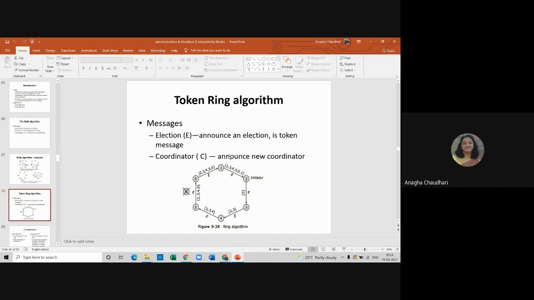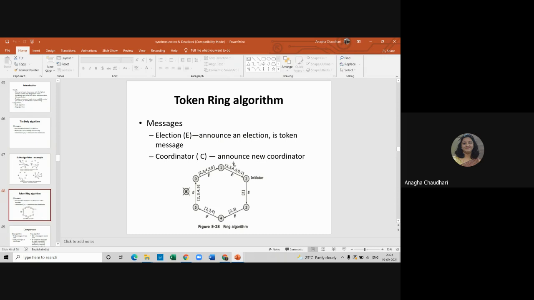But in token ring, it is going to move in a cyclic or ring structure, so there is no kind of reply possible here because it just goes in a sequential manner, right? So here only two messages come into the picture: election E to announce an election, sent with a token. The token is the process ID. Whichever node initiates and sends that election message also sends its own process ID with it. And whenever the new coordinator is elected, that is denoted by coordinator, capital C.